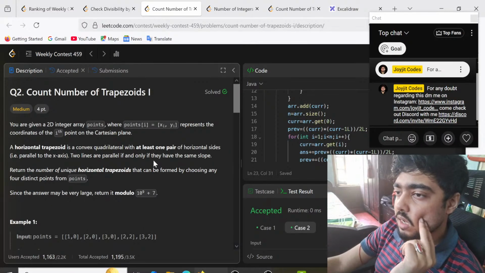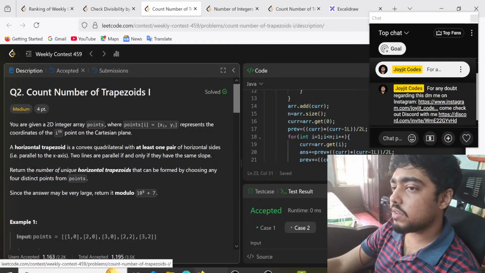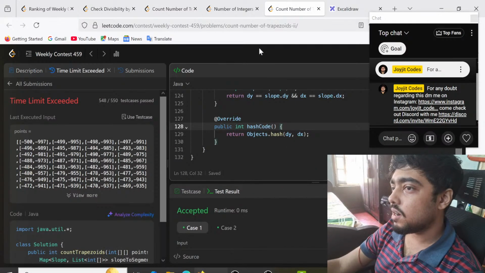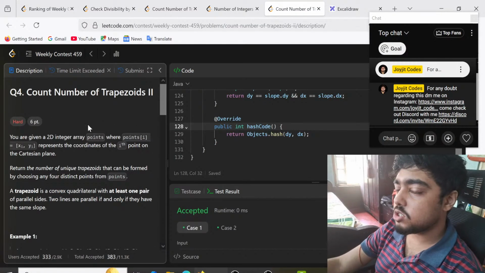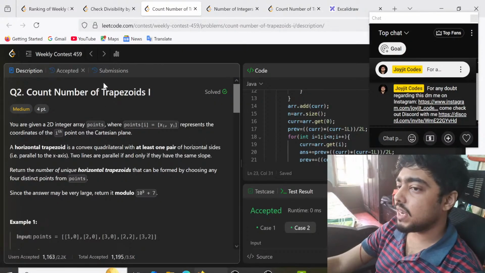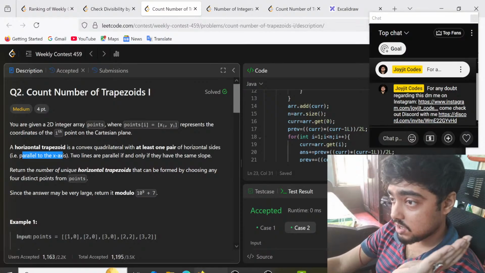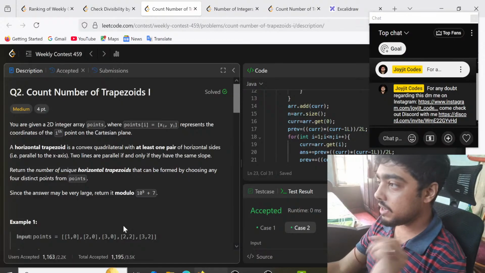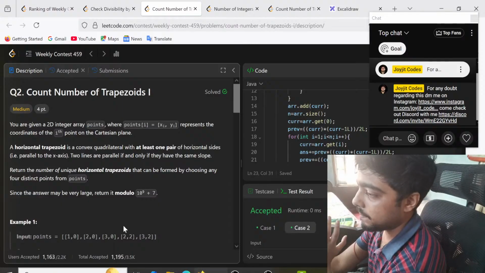Now this problem is interesting. You know what happened when I first visited this question, count number of trapezoids 1? I was in a dilemma whether I need to do this according to this description or count number of trapezoids 2, because I didn't read the whole question. It was given that it has to be parallel to the x-axis. Now, if this wouldn't have been given, then that would be a really great problem. I mean, not a great problem, it would be very difficult to make a solution out of it.